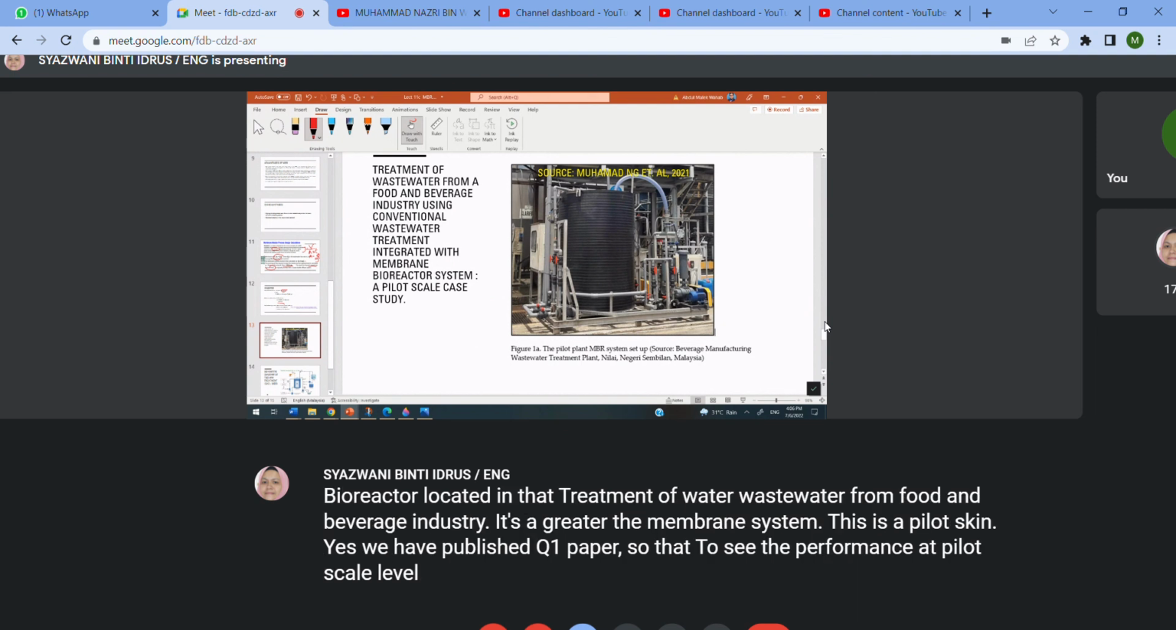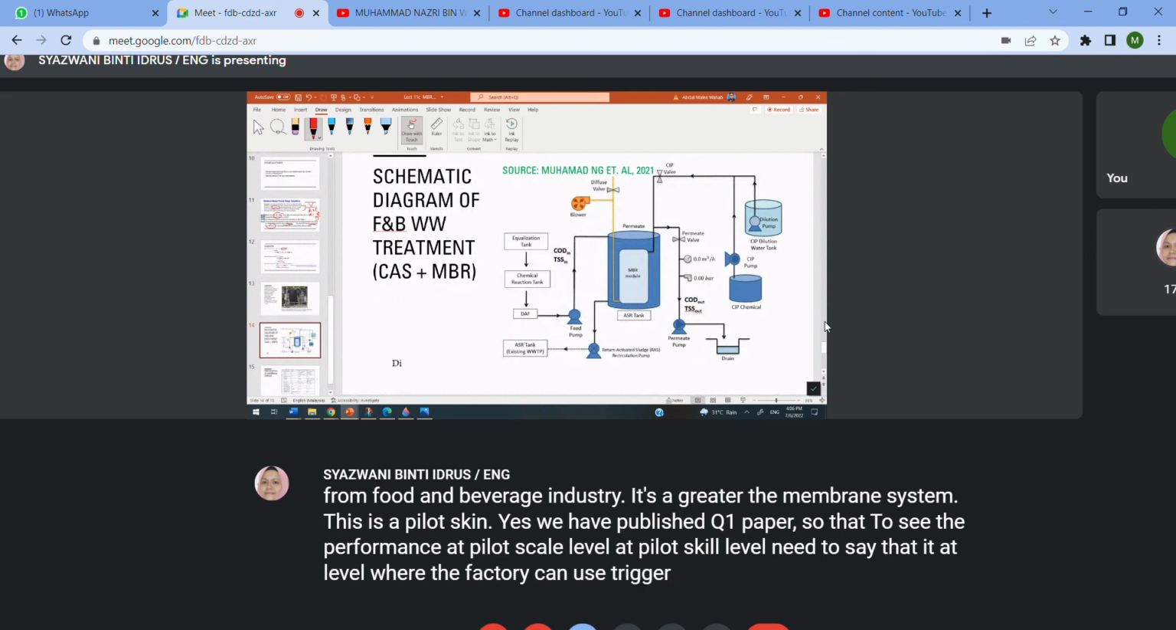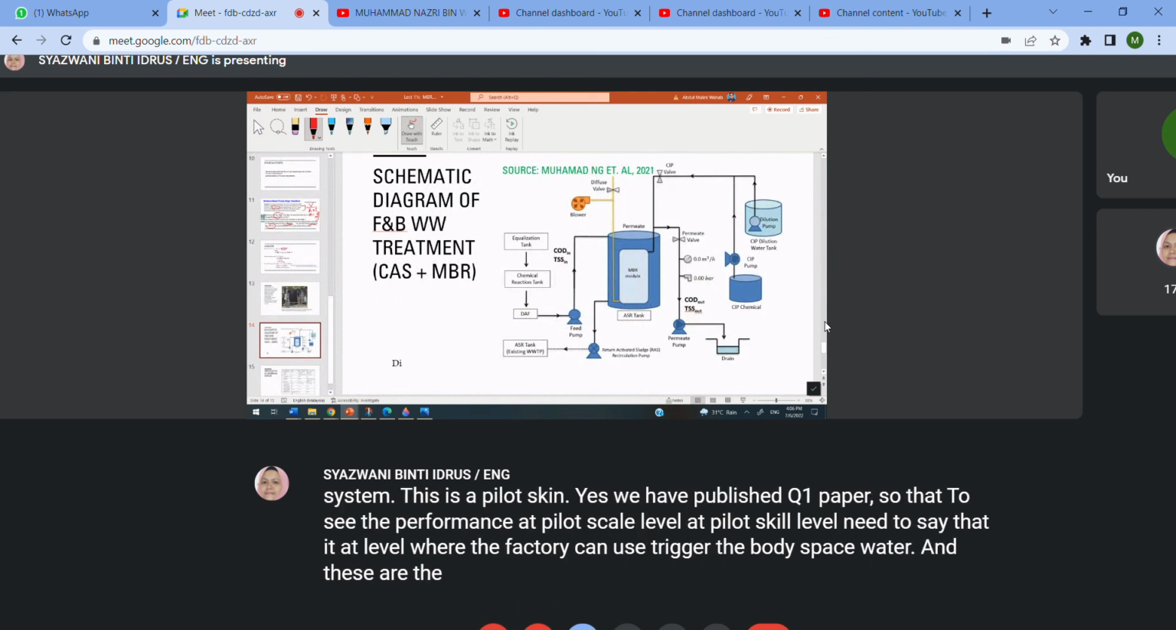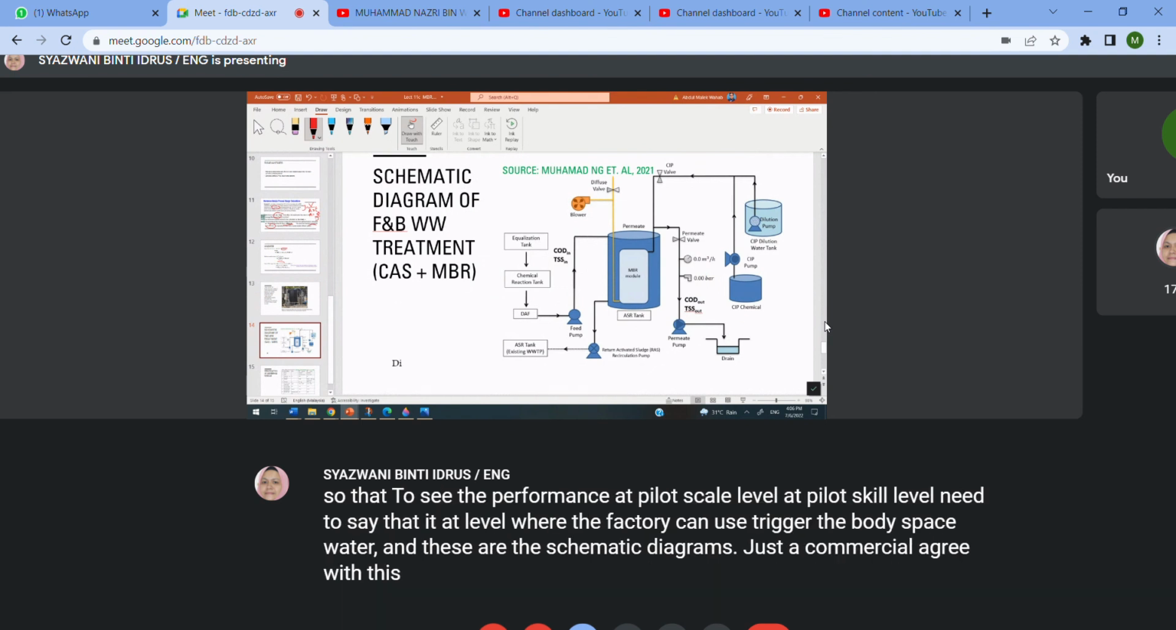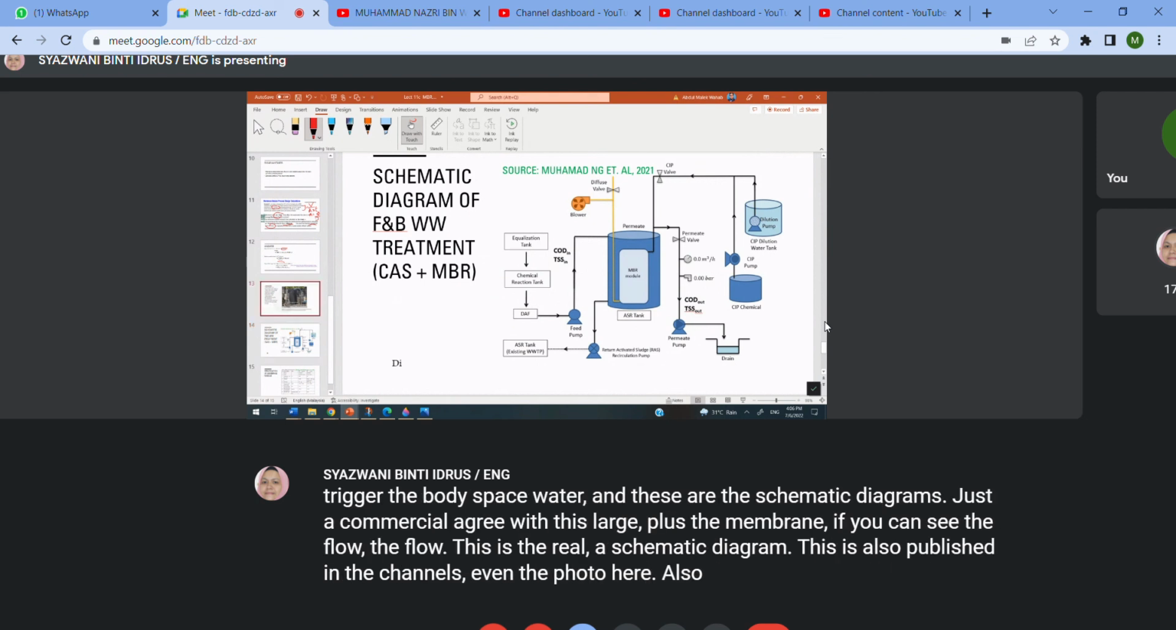Pilot scale level means the level where the factory can use it to treat the produced wastewater. And this is the schematic diagram: conventional activated sludge plus the membrane bioreactor. If you can see the flow, this is the real schematic diagram. This is also published in the journals. Even the photo here is also published in the journals.